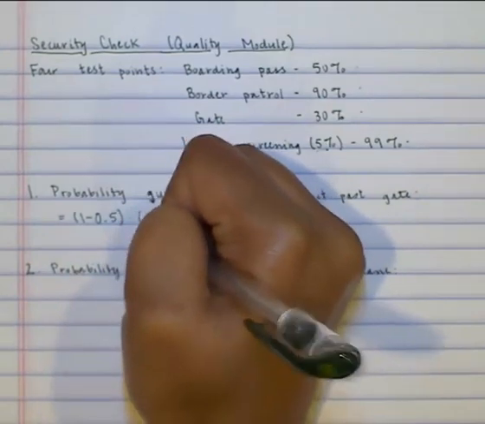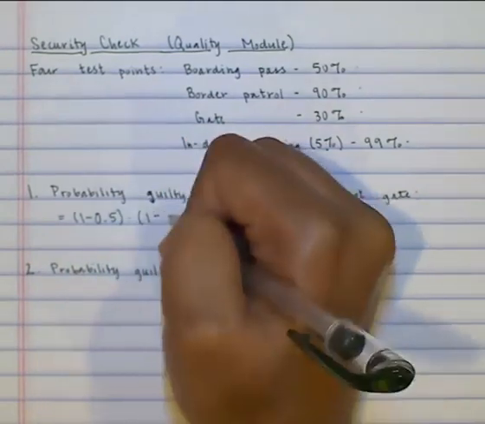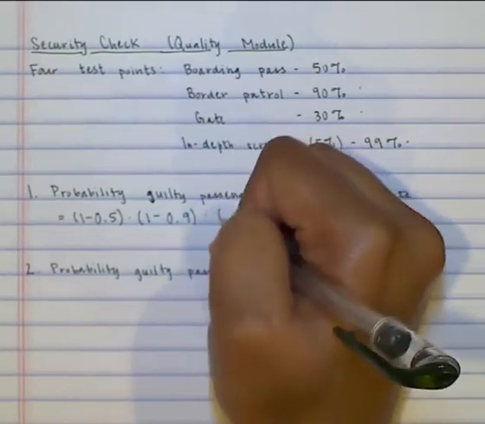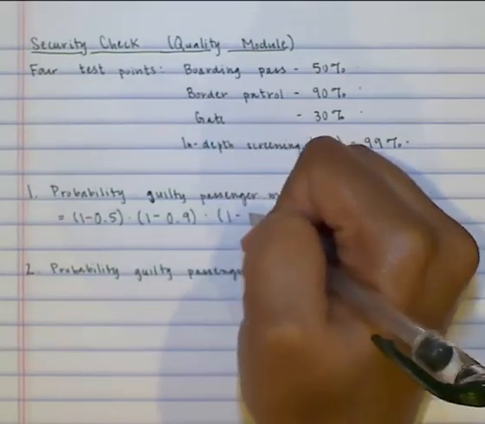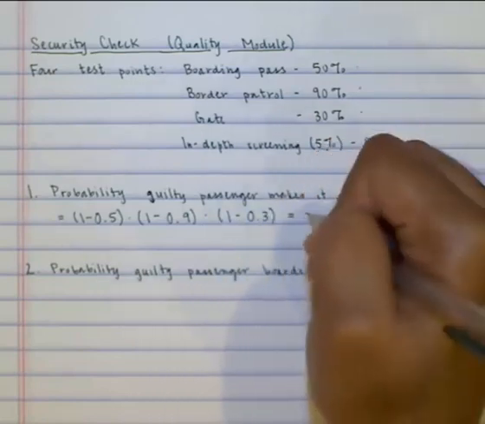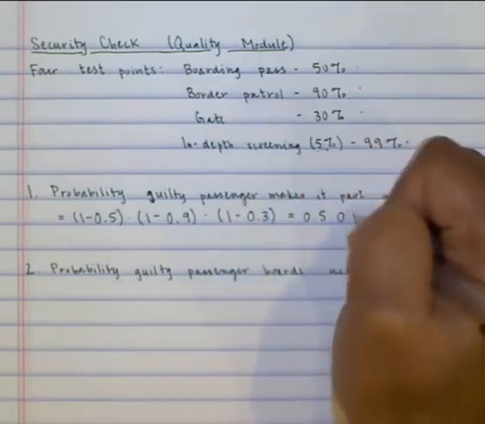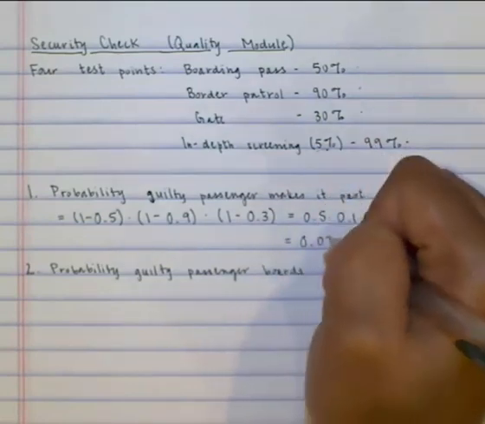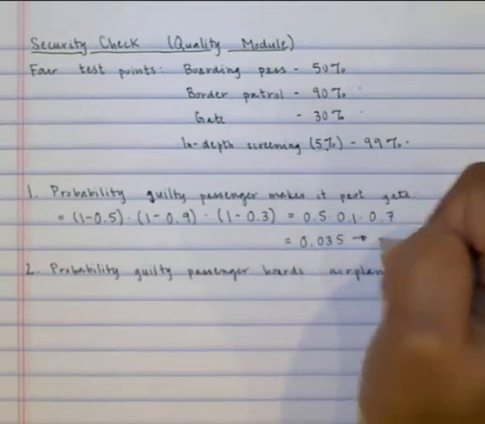probability that the passenger is not caught by Border Patrol, which is 1 minus 0.9, times the probability that the passenger is not caught at the gate, which is 1 minus 0.3. This simplifies to 0.5 times 0.1 times 0.7, which equals 0.035, or 3.5%.